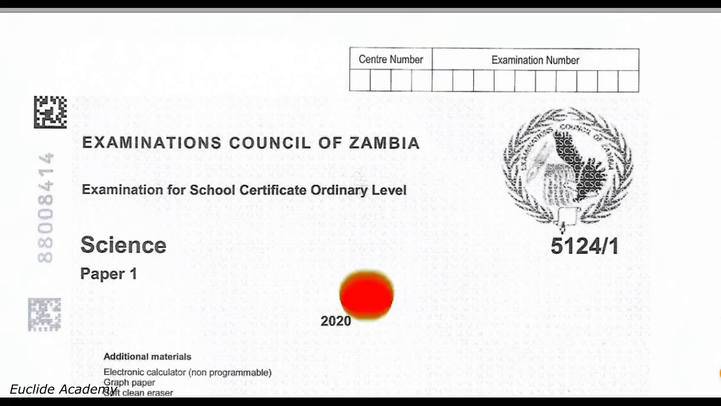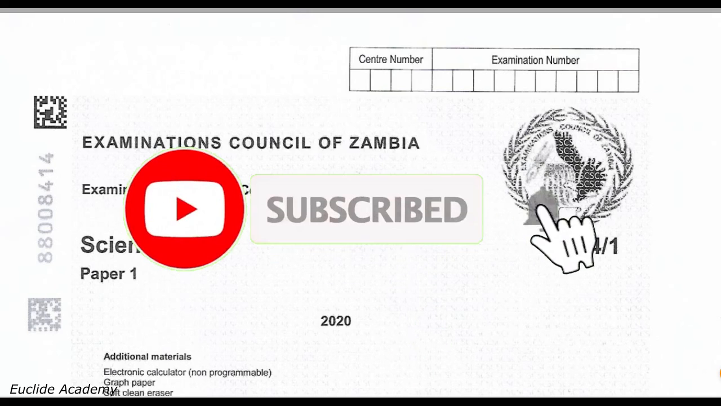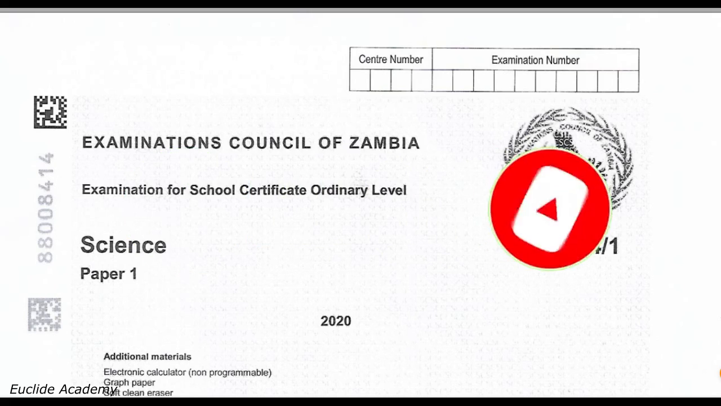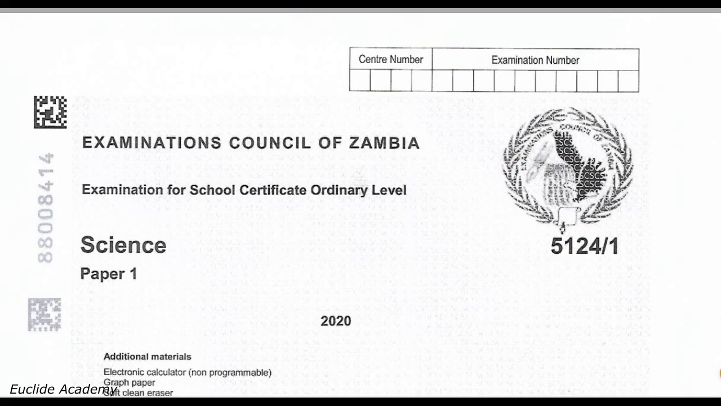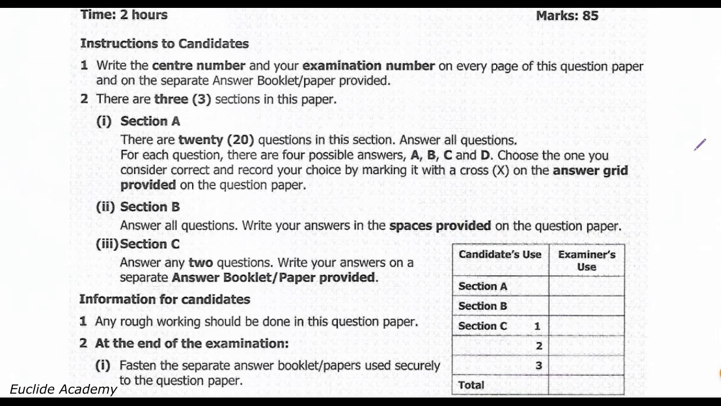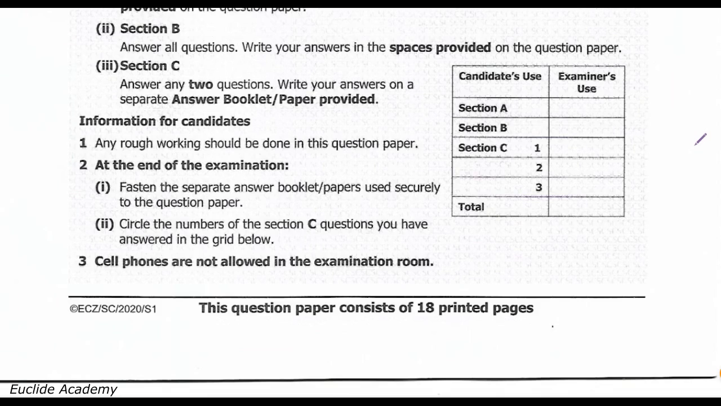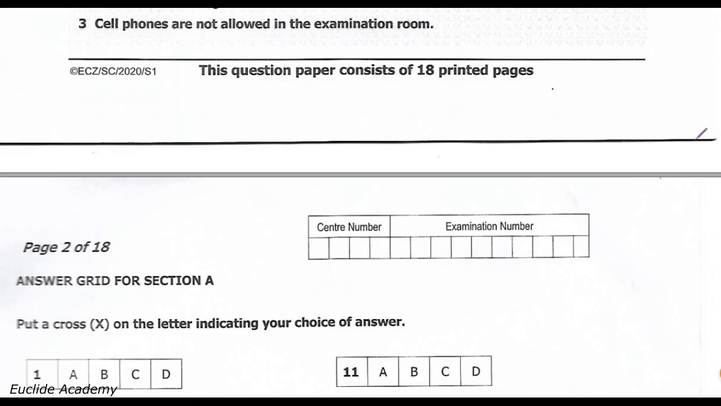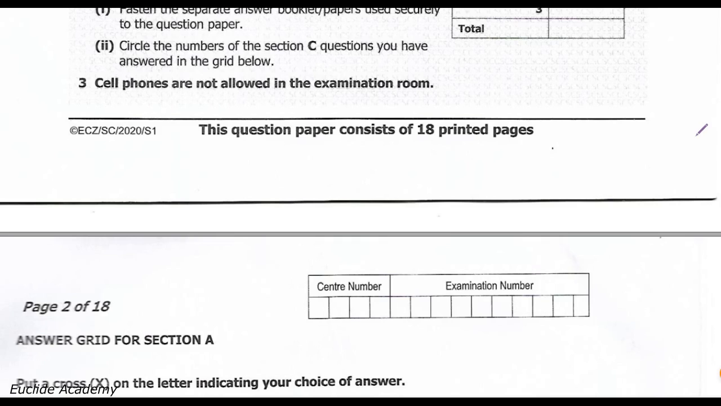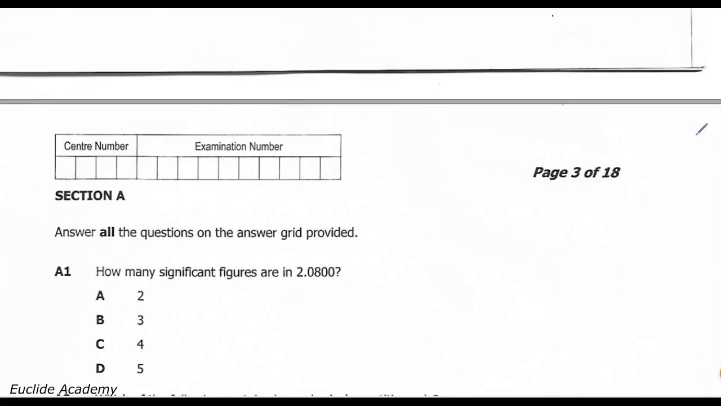You have two sections, section A and section B. In section A, you've got 20 questions, of which 4 possible answers are provided in A, B, C, or D, and you have to choose the best possible answer. In section B, you're given questions, and you have to answer all the questions in the spaces provided on the question paper. So let's go ahead and answer section A.